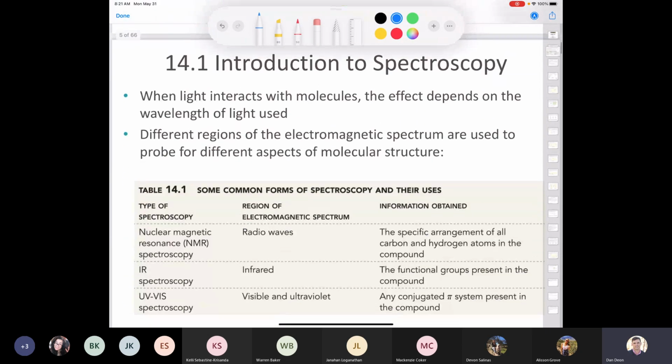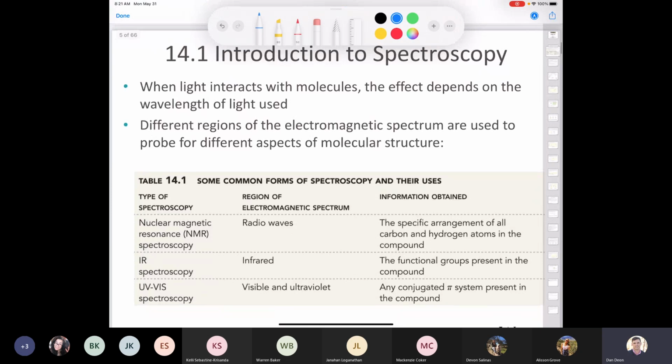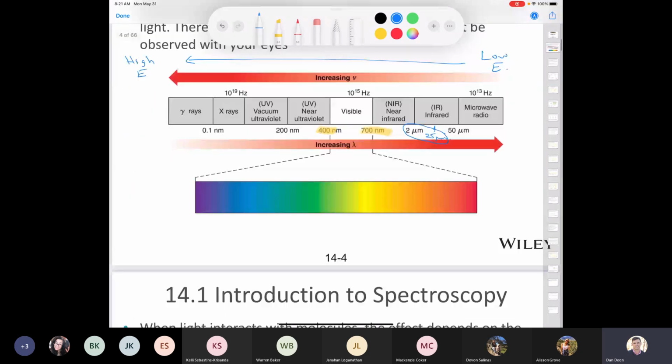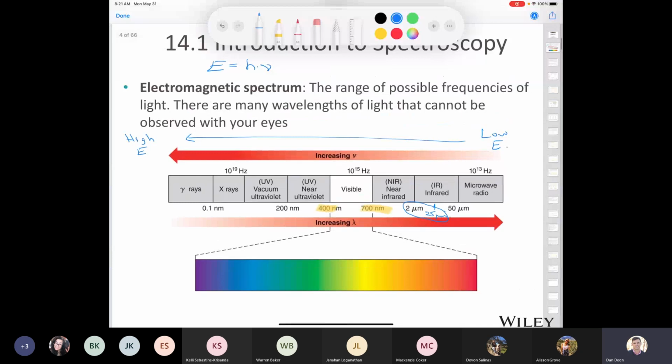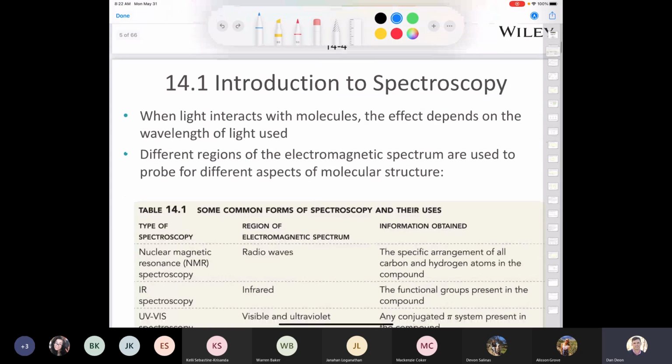All right, well, let's keep moving here. It says that when light, the light that you shine, whether it's infrared or whatever, interacts with molecules, the effect is going to depend on the wavelength. So if you're wondering, if you go back to this slide here and you say, well, Mr. Dion, there's other things besides infrared light. What about X-rays, and microwaves and radio waves? Could we use those for anything?